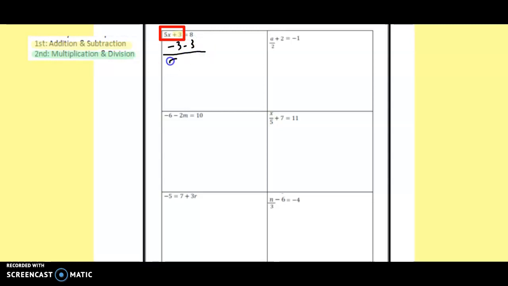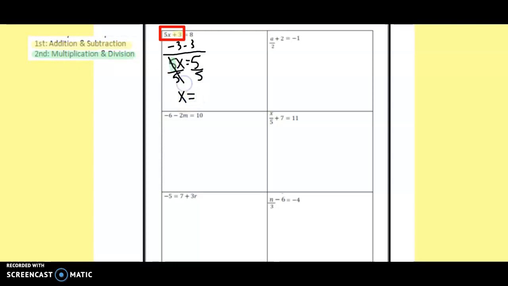And my 5x is untouched. It's ready just to be brought down. 8 minus 3 is 5. From here, this 5 is showing multiplication with my x. So the second step of my problem is I have to do it again, but I'm using my inverse. Opposite of multiplying is dividing. So I'm going to divide by 5 on both sides.